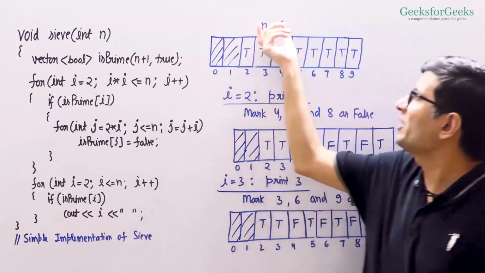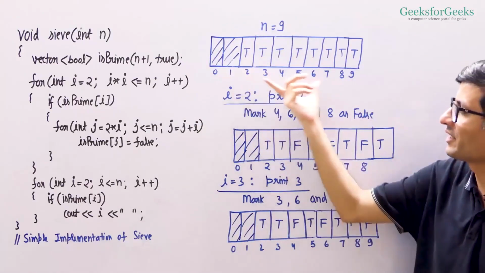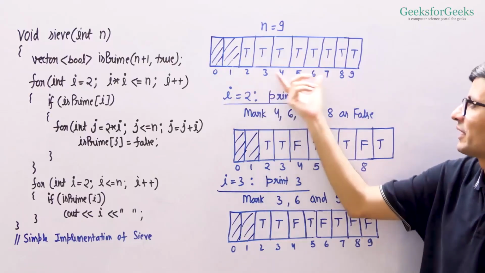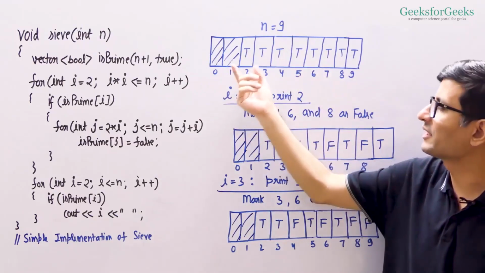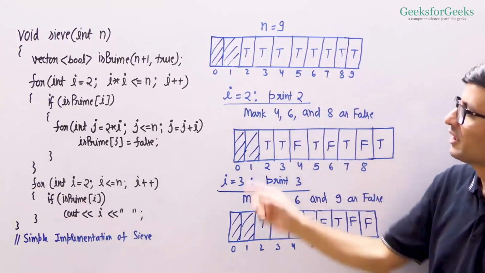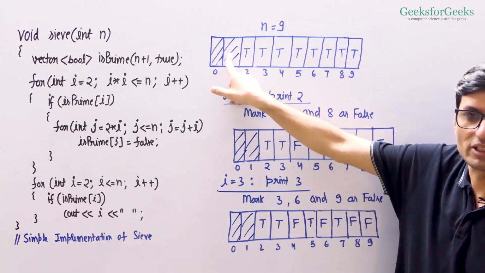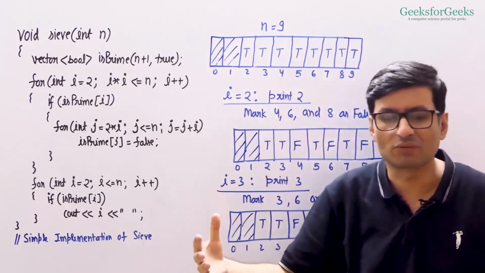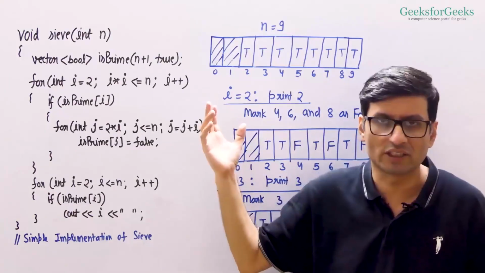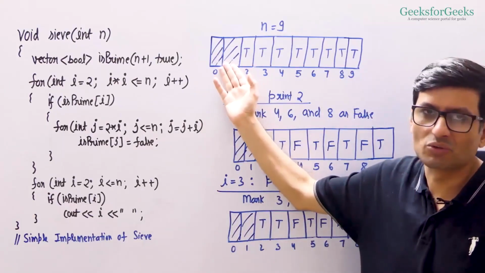So for n equal to 9, our array is going to look like this. It's going to be of size 10, right? N plus 1 size, and all the values are initialized as true. So I have marked these two cells of this array as special because we are never going to access them. We don't care about the values inside them. Although they are going to be initialized as true, we don't care.